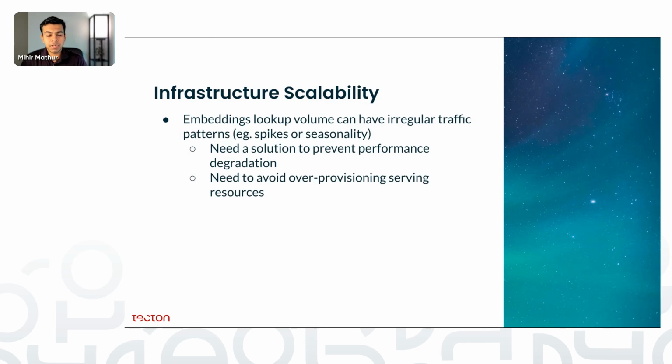And finally, there's the infrastructure scalability. So embeddings lookup volume can have irregular traffic patterns. So as I mentioned in the Black Friday example, you might have a spike for embeddings, or even just other queries on your platform. And so there is a need for a solution to prevent performance degradation, but also you want to avoid over provisioning serving resources. So on one end, you want to just gracefully handle seasonality or spikes, and on the other hand, you want to just avoid paying extra costs for your serving resources.